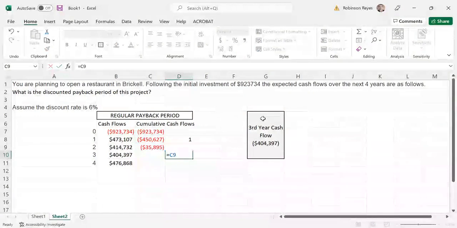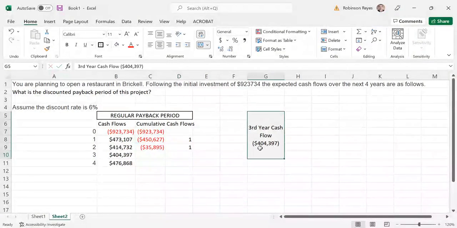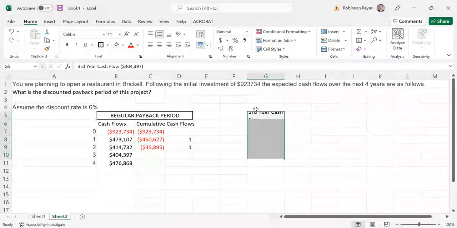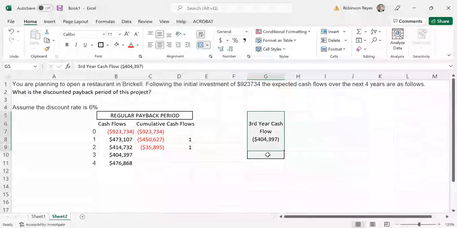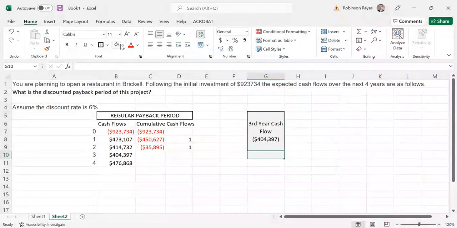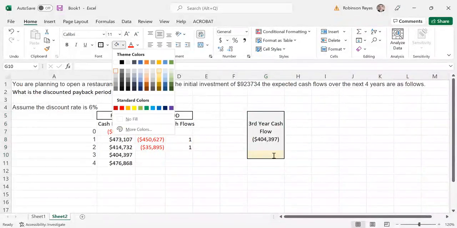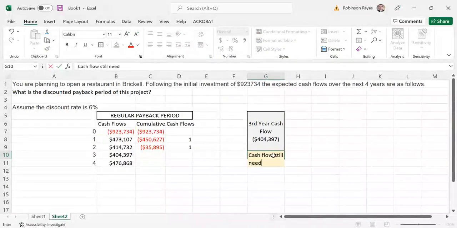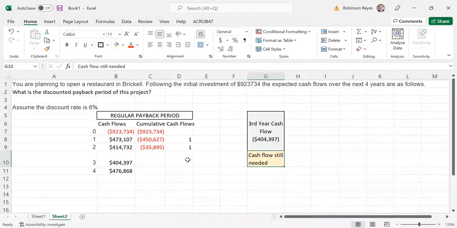So if we want to know how much of this 404,397 cash flow is, well, we are going to find out that it is about some percentage of the cash flow still needed to recover our initial investment.